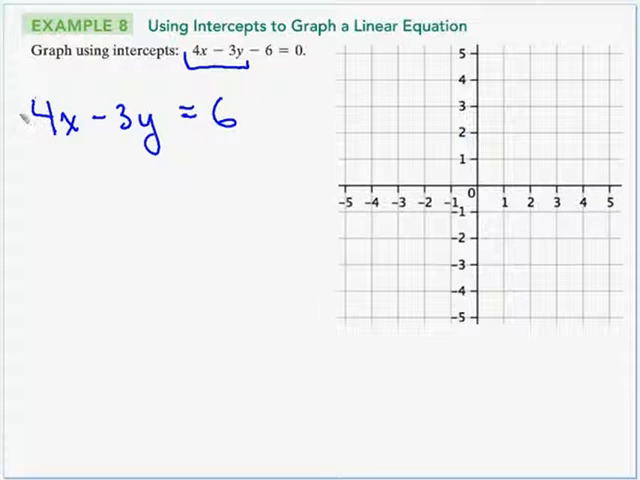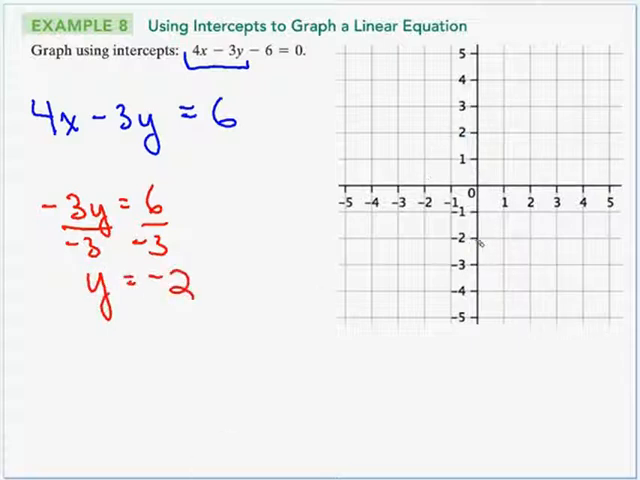Well, the first thing we can do is let x equal 0, and if x equals 0, I can just cover this part up. And now I have minus 3y equals 6. So minus 3y equals 6 will give me one of my intercepts. Divide both sides by negative 3, and I get y equals negative 2. I can put a dot on my y-axis at negative 2.